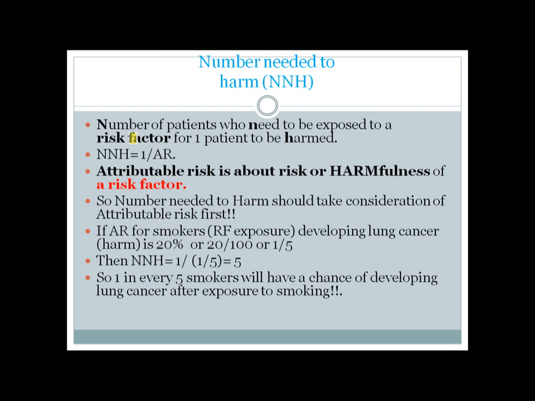And next we have another concept, which is number needed to harm. So this is a value which tells you the number of patients who need to be exposed to a specific risk factor for one patient to be harmed. And NNH is calculated as NNH equals 1 by AR. Here, attributable risk is about the risk or harmfulness of a risk factor. So NNH should contain AR in its equation, because attributable risk is about risk or harmfulness, and that's why number needed to harm has AR in its equation.